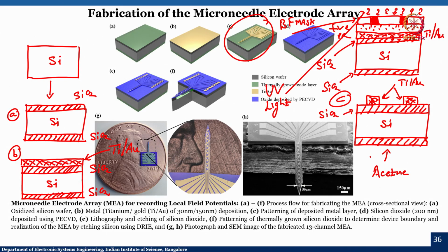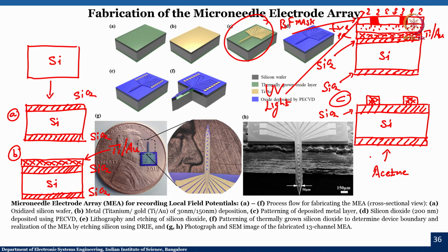So, for A, it is an oxidized silicon wafer using thermal oxide. For B, we have titanium and gold. For C, we have performed a photolithography technique to pattern in the design that we want, which is our microneedle array. After this, the next step, I will just draw it here so that we do not miss what we have to show.